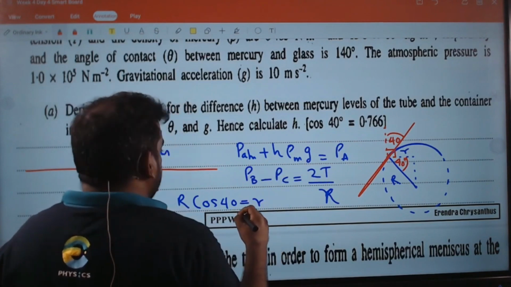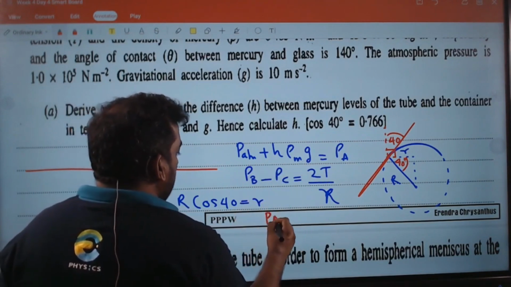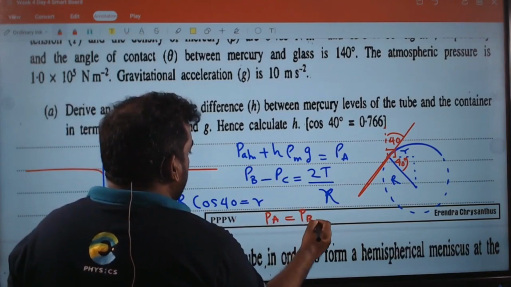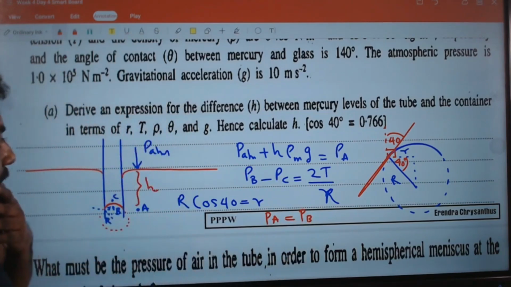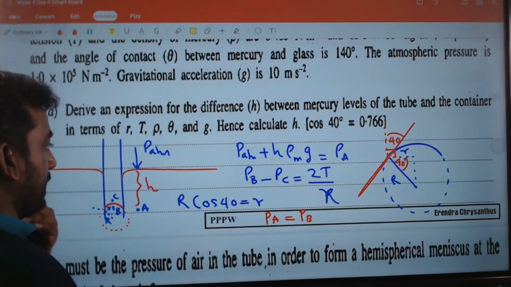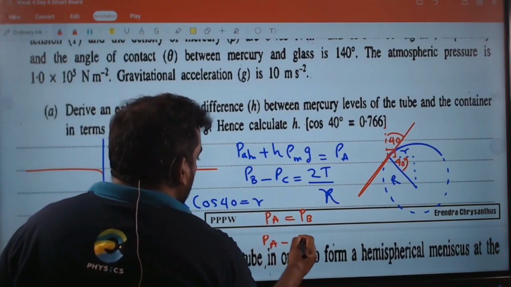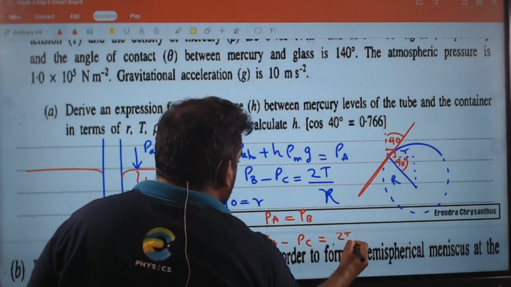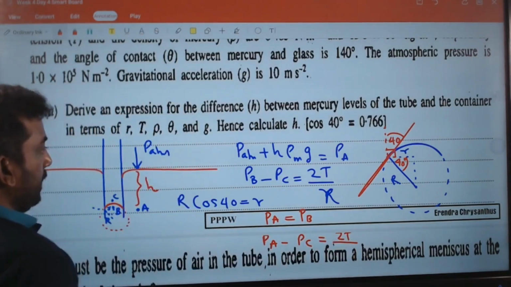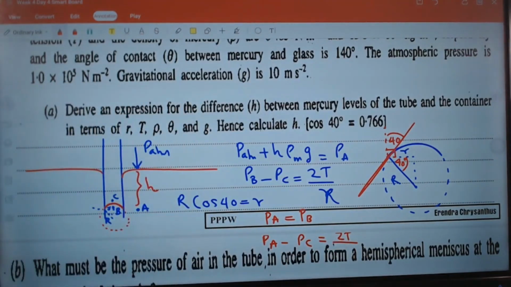Pressure at A is equal to pressure at B. So pressure at A minus pressure at C is 2T over. You can see this on the board.